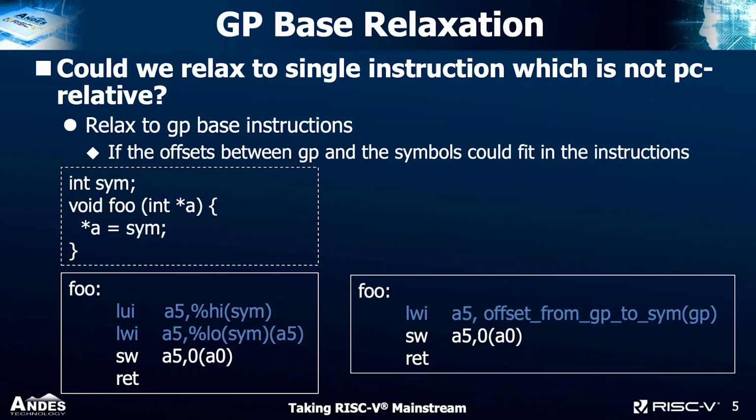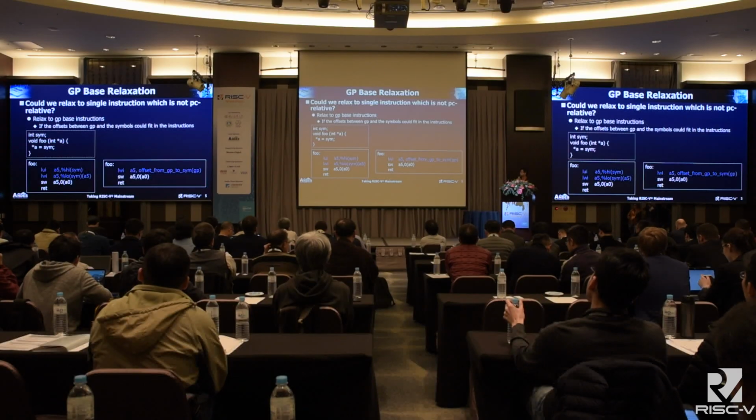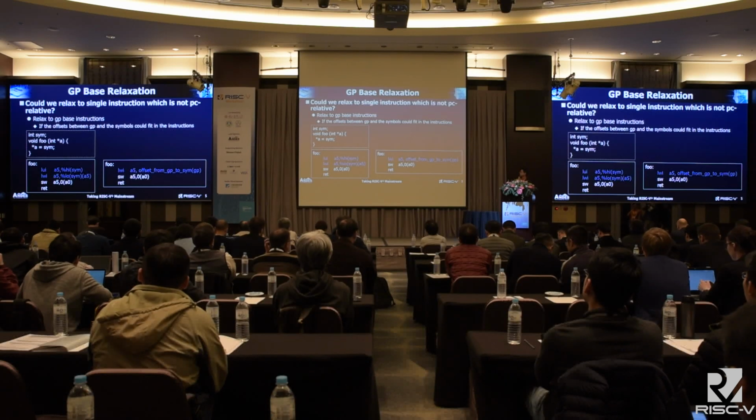So can we relax to an instruction which is not PC-relative? For example, when you want to load a global symbol, we need a LUI to get the high part of the address and a load to get the low part of the address and load the content. And there's no PC-relative load in RISC-V. In this case, we can relax to a single load with the GP-based register.